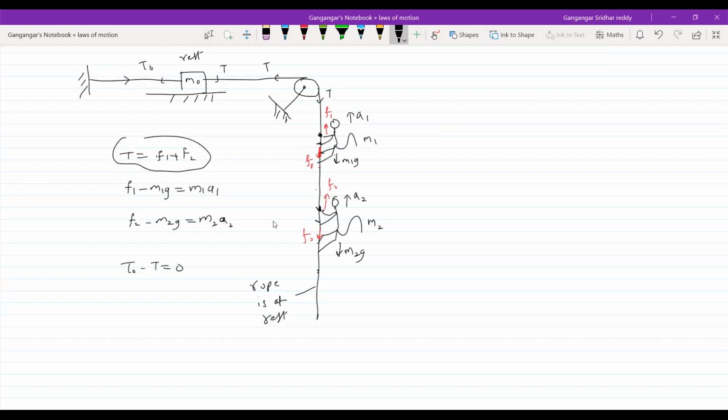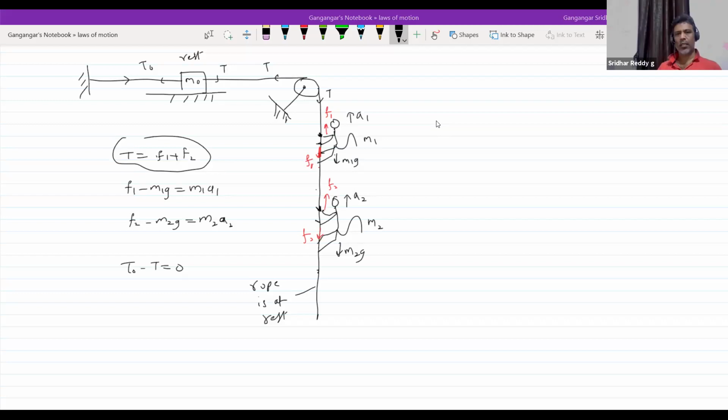Sir, please can you explain how T in between equals F1 plus F2, sir? Monkey, when monkey climbs up, what makes monkey move up? The frictional force only. Yes, sir. Then the frictional force should act on the rope downward. So therefore, what is the net pull on the rope downward? The force exerted by the monkey on the rope, F1 plus F2. The resultant force.